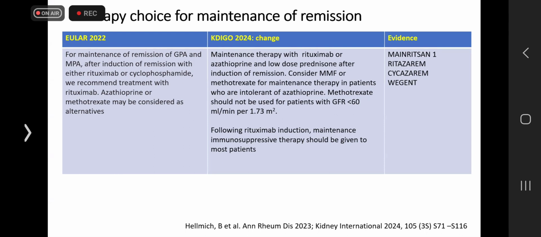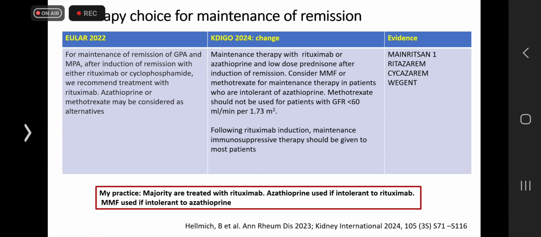There is also a note made in KDIGO 2024 that following rituximab induction, maintenance immunosuppression should be given to most patients. And this was probably made because there is an idea among many experts that patients who have PR3 ANCA disease and who have achieved remission using rituximab may not need maintenance immunosuppression, which I think is not necessarily true. So I think following rituximab induction, most patients will need maintenance therapy. The evidence for all of these comes from, again, multiple randomized trials: MAINTENANCE, RITAZAREM, and MAINRITSAN trials.